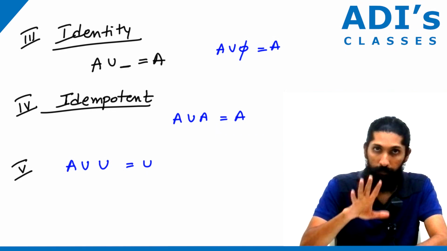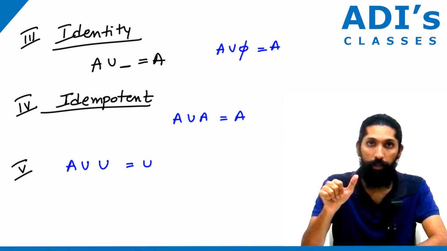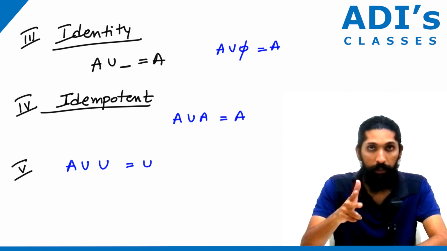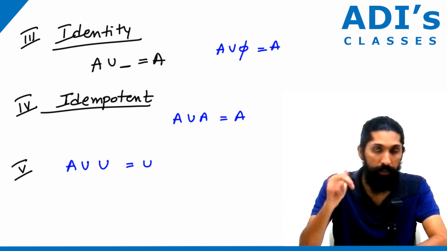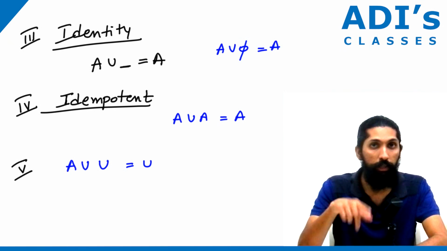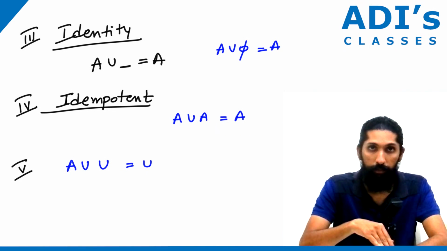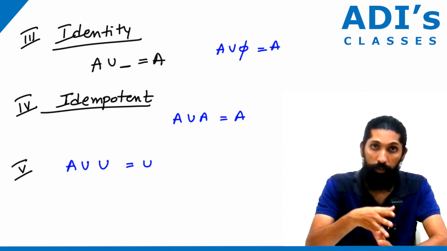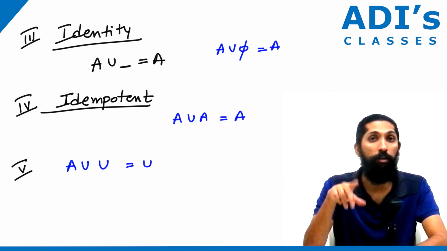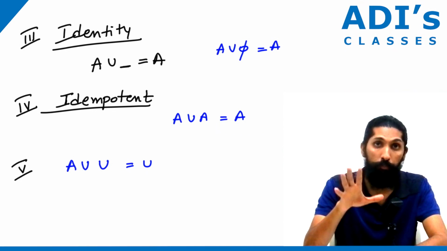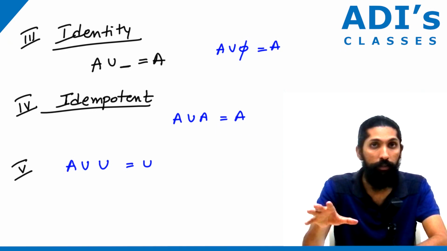So basically you have 5 properties of union: commutative, associative. The third one is the identity. Identity is nothing but the null set or the empty set. The next one is the idempotent law. A union A is A itself. Then the last one is, suppose you take the set and the universal set, when you do the union, you're going to get the value of U, the universal set. All right, so these are the 5 properties of union of sets.